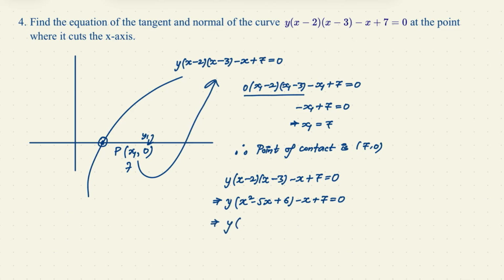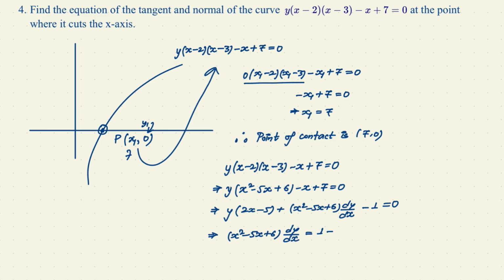So let us keep y at first and differentiate the bracket, that will be 2x minus 5. Keeping the bracket as constant and differentiating y, I'll get dy over dx minus d/dx of x is 1, and d/dx of 7 is 0, equals to 0. So from here we got (x square minus 5x plus 6) into dy over dx equals to 1 minus y into (2x minus 5), and the value of dy over dx will be 1 minus y into (2x minus 5) whole divided by x square minus 5x plus 6.